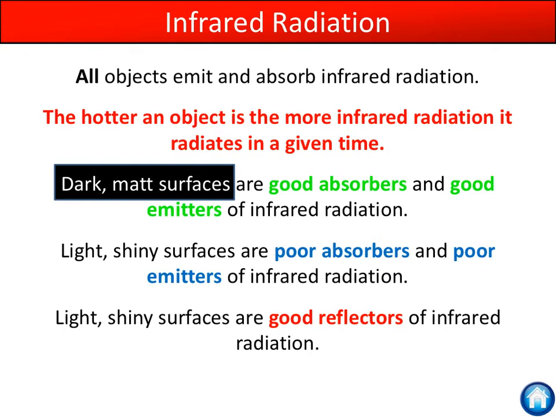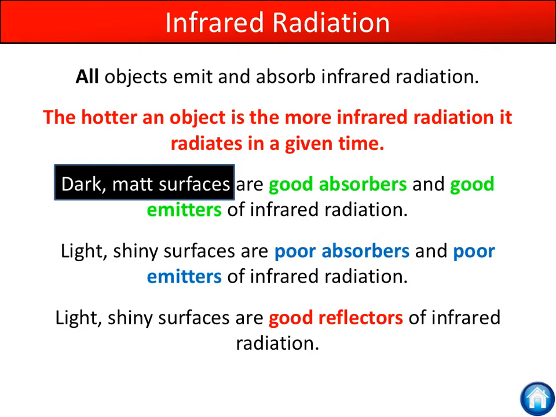The thing you need to know about infrared radiation is that all objects emit and absorb infrared radiation. The hotter an object is, the more infrared radiation it radiates in a given time. The next thing you need to know is that dark matte surfaces are good absorbers of infrared radiation, and they're also good emitters of infrared radiation.